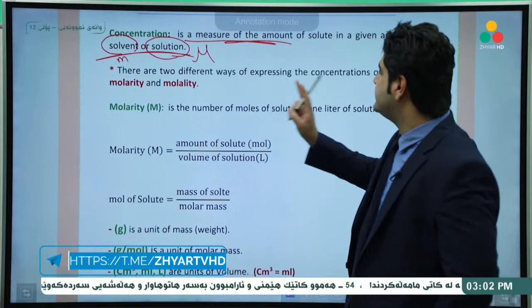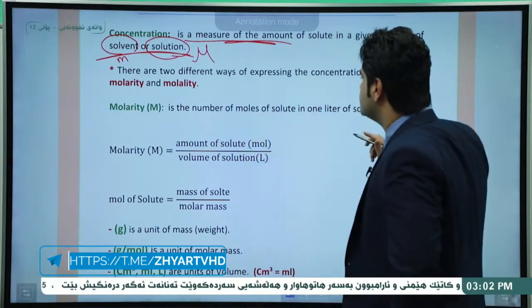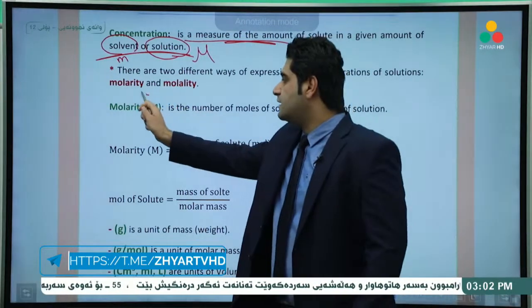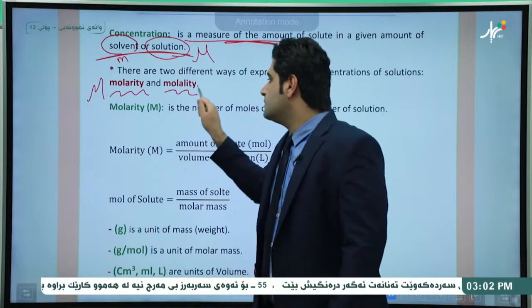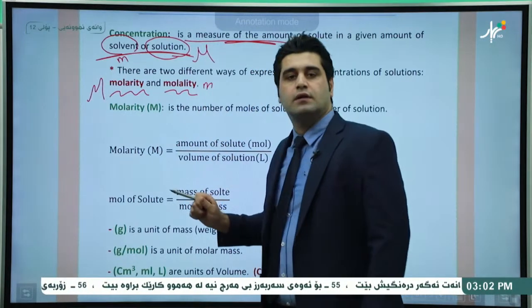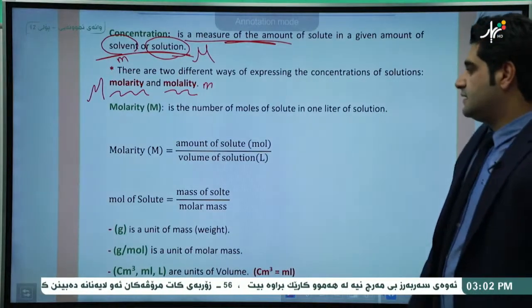So we have two terms of the concentration. When we refer to the concentration, we have two terms, which are molarity and molality. Molarity is capital M, molality is a small m. Okay. What is the molarity?